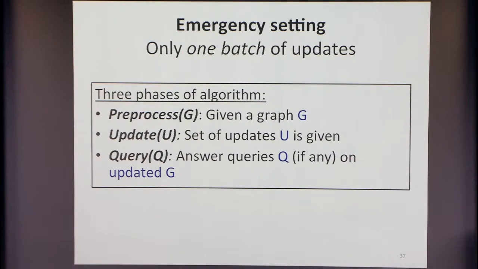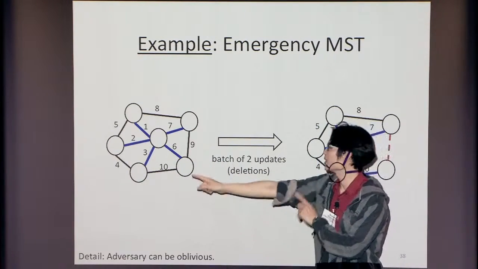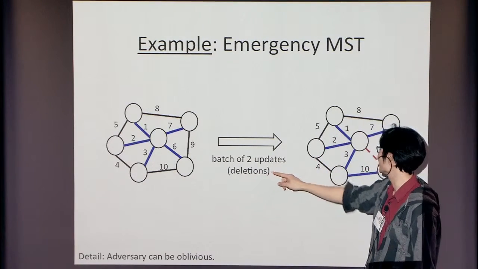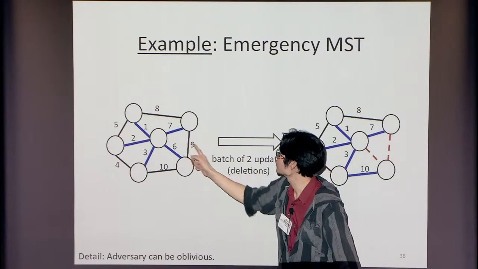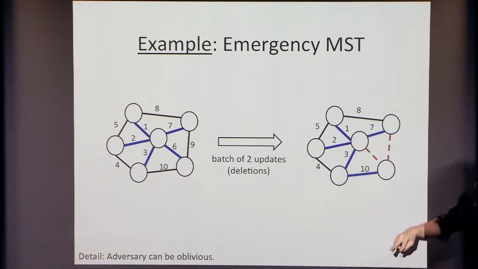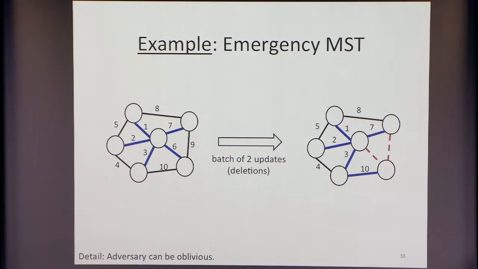So here's an example: the emergency minimum spanning tree problem. You're given this graph in the beginning, and then I give you a batch of two updates, which is just two deletions, where I say I will delete these two edges. Now your job is to find a new MST. So there's no query at this point. Once you see the updates, you have to recover the new MST as fast as possible. I hope it's not too hard to see what this means.